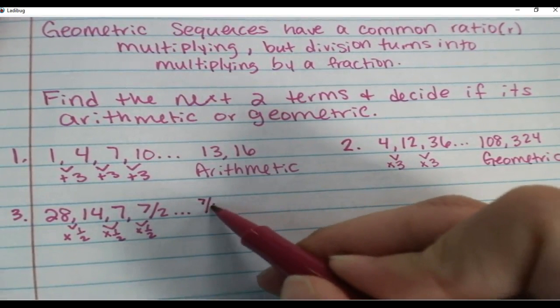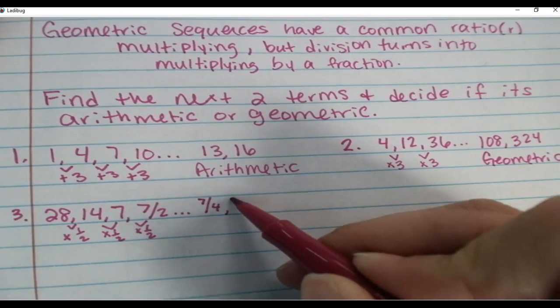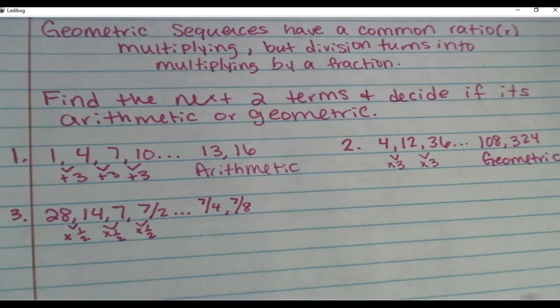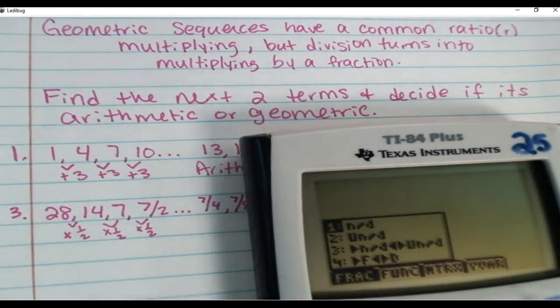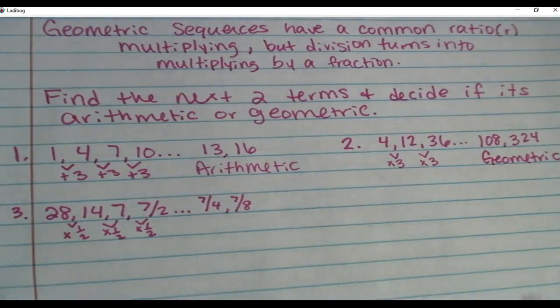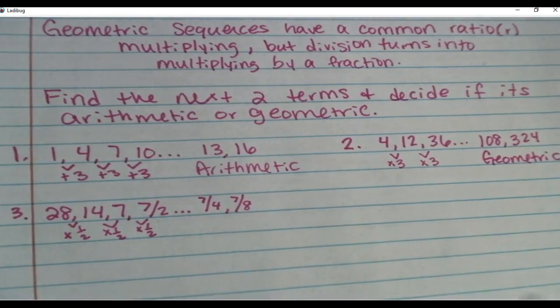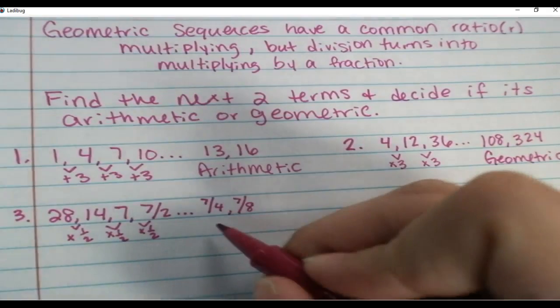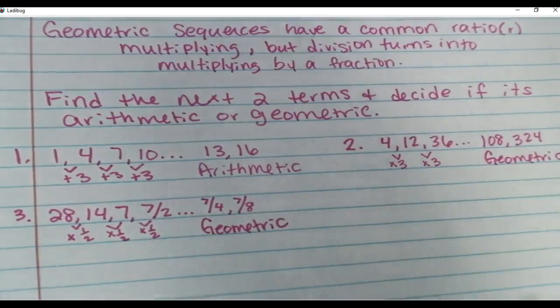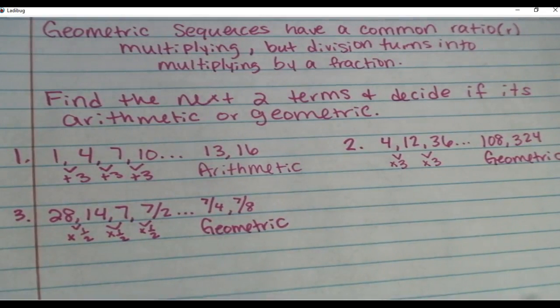Yeah, 7/4, and then 7/8. And again, you can just type those in your calculator. 7 halves times 1/2 is 7/4, and then you can just keep on going. Good. So arithmetic or geometric? Good. Geometric. Any questions on those?